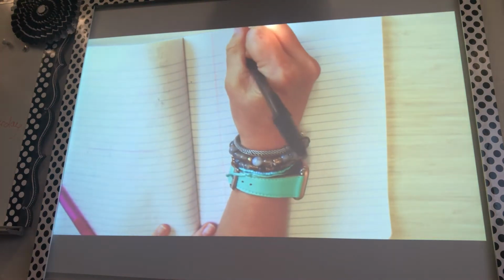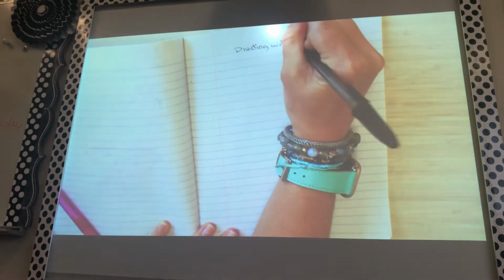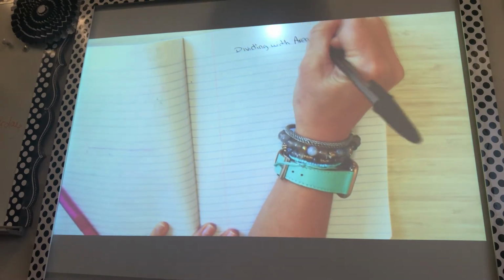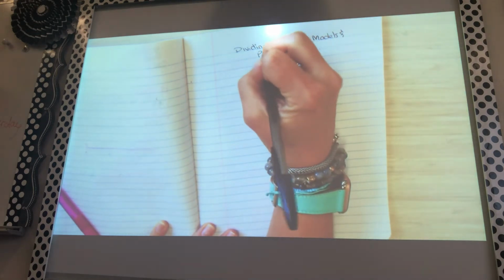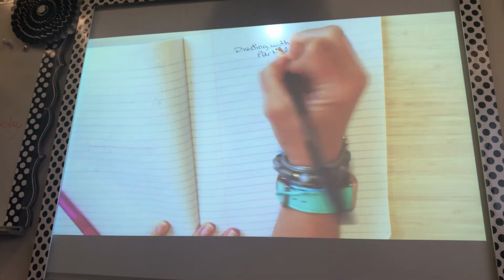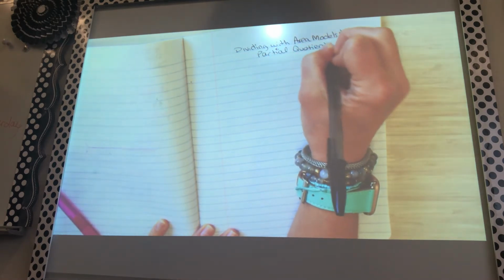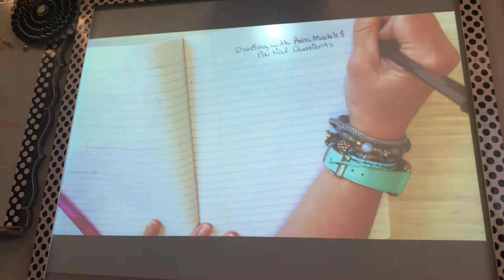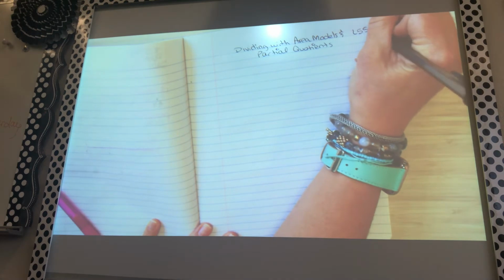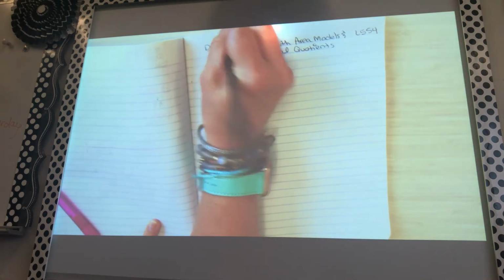to dividing with area models and partial quotients. They go hand in hand, that's why we're doing the video together. They're very, very similar. So you're just breaking them apart with place value, just as you would do with the standard algorithm. And this is lesson 5, session 4. And don't forget your date and your number.